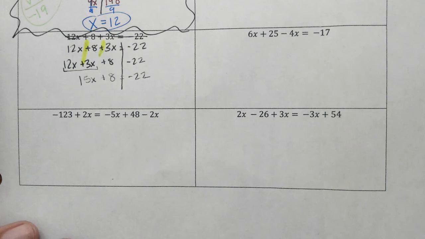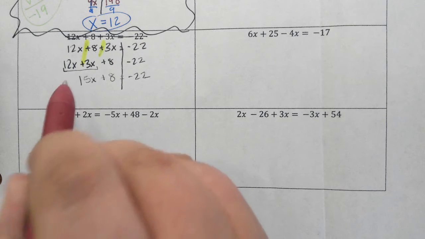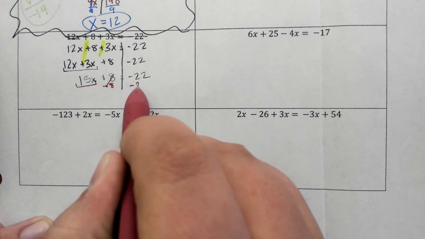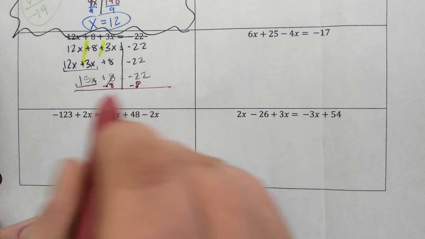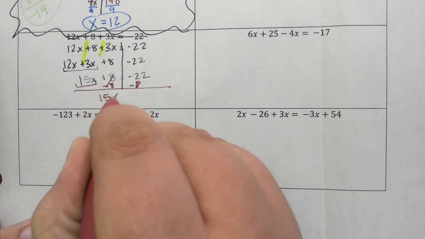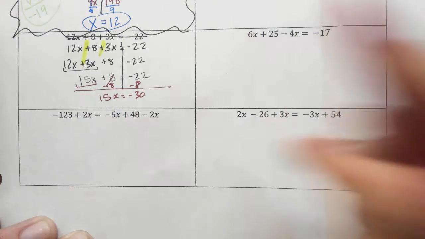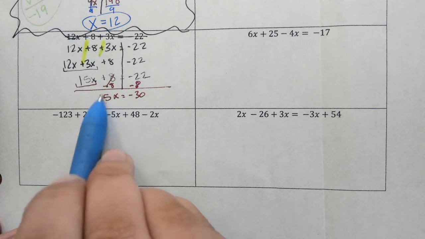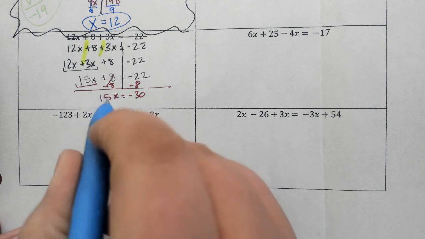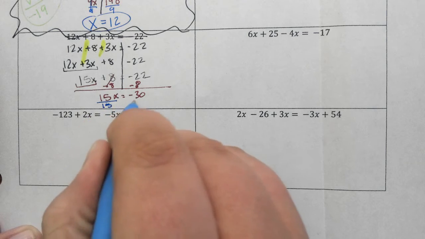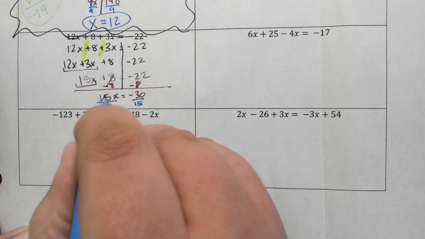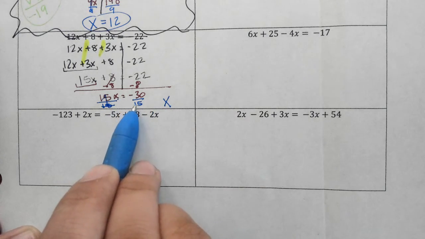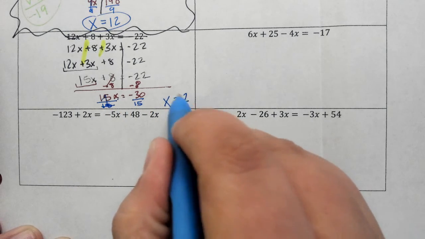First, you get rid of the constant that's on the same side as the variable. So we're getting rid of that 8. So we have 15x equals negative 30. Then we divide by the coefficient, get rid of the coefficient. This is multiplying, so we will divide by 15. That leaves us with 1x on the left, and negative 30 divided by 15 is negative 2 on the right.